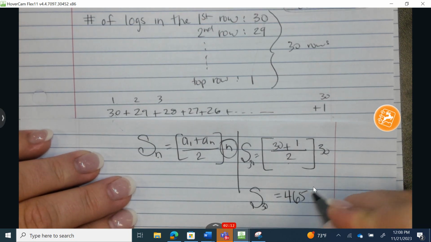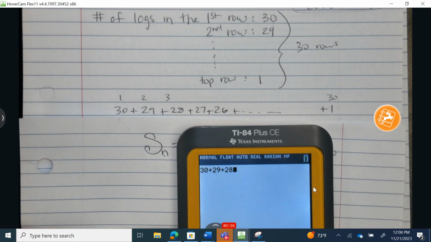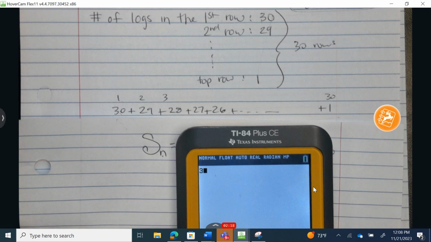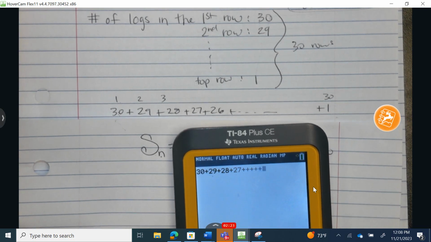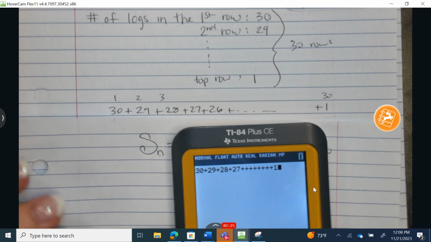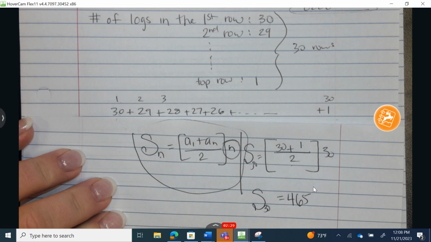Now the really slow way would be there's row 1, row 2, row 3, row 4, and you're going to keep going all the way down until you get to a 1, right? You get the same thing. You get a 465. This is faster. Here's the formula for arithmetic sequence.